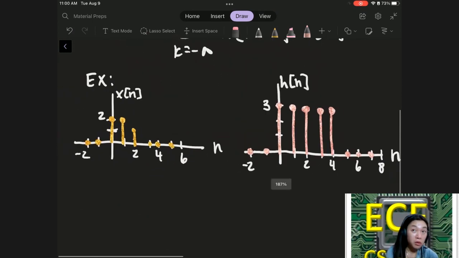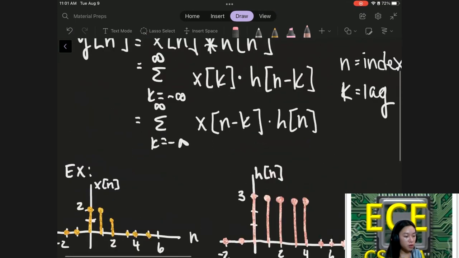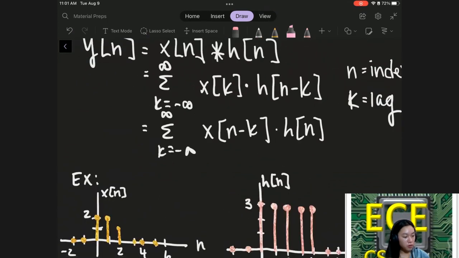Let me try to fit both. So these are our two signals, right? So what do we need to do first? Let's look at the equation. I'm going to choose to use this equation since, for me, it'll be easier.